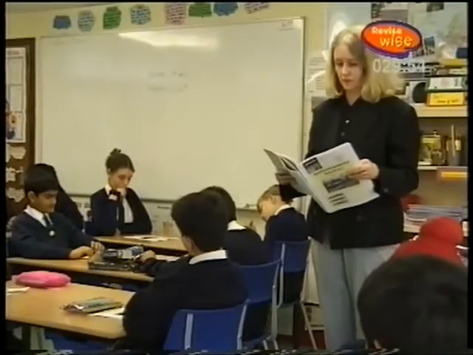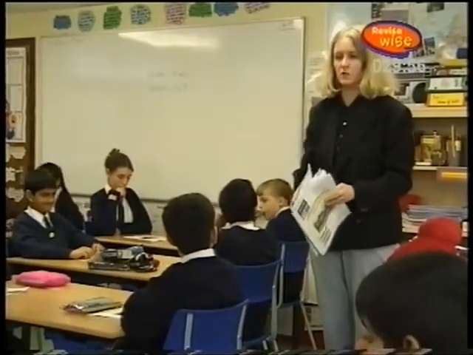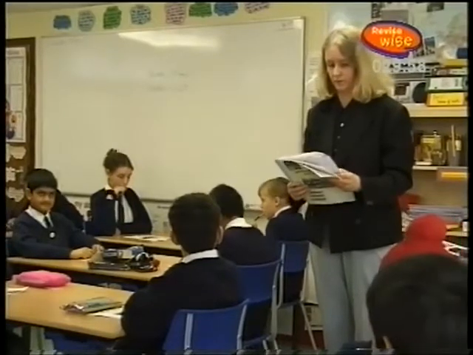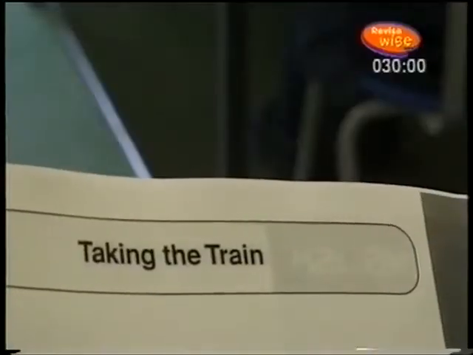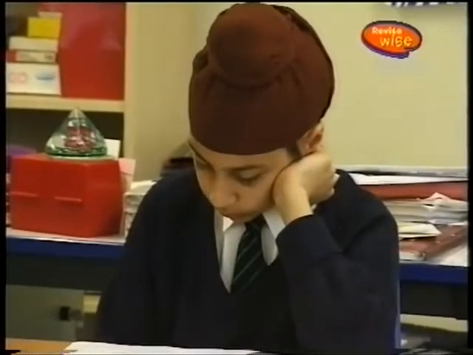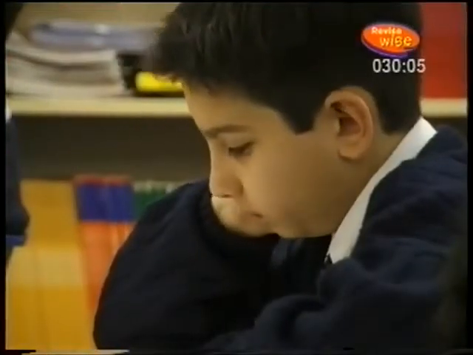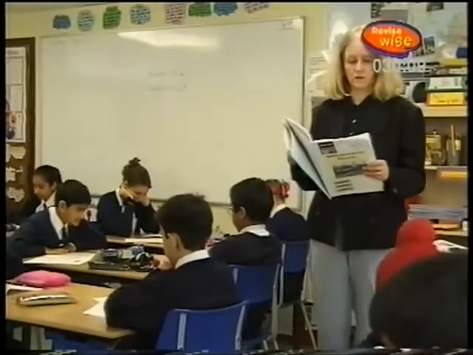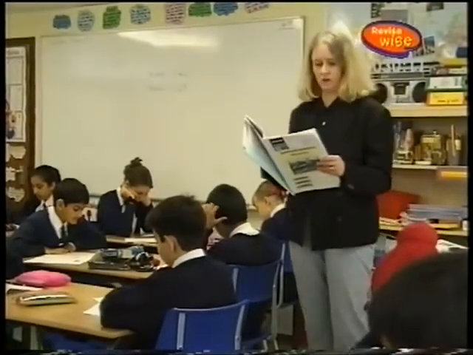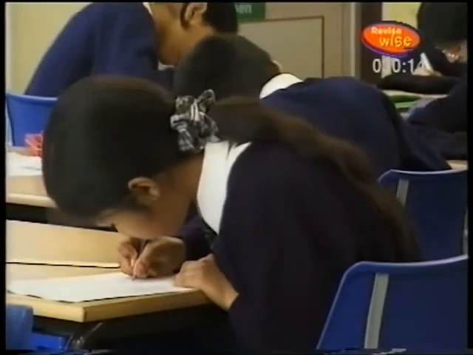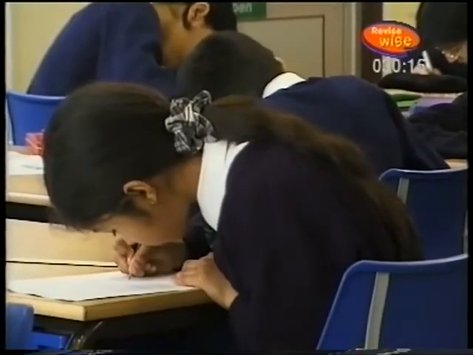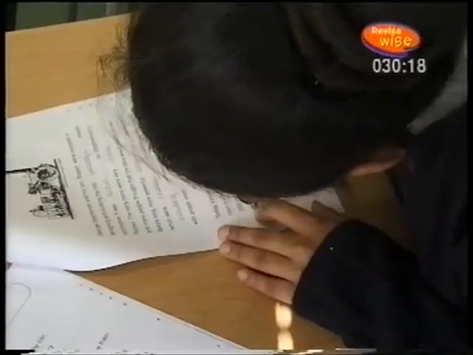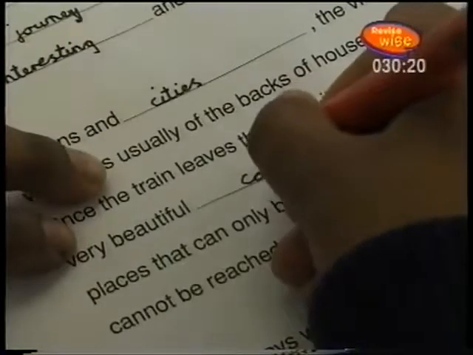Inside the booklet, there is a text with some missing words. First of all, you listen as your teacher reads through the passage you've been given, including the missing words. Then it's your turn. Your teacher slowly reads the passage again, giving you time to fill in the missing words. There's a whole programme on spelling later in the series.